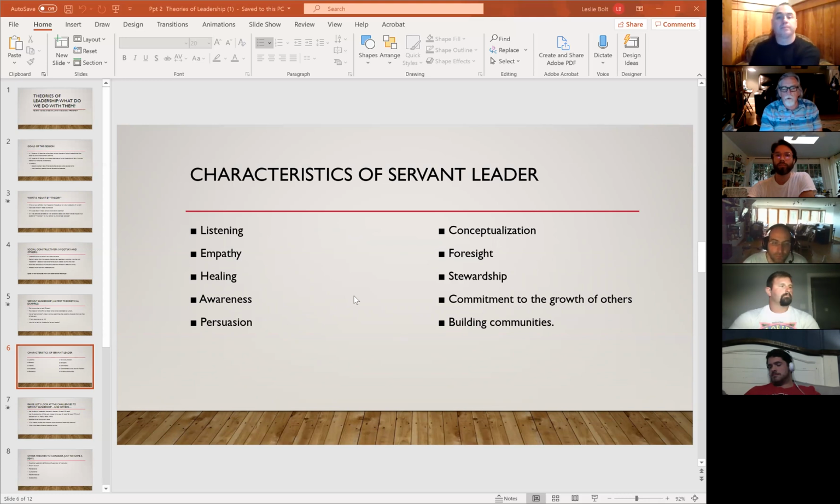Awareness of the people around them, the ability to persuade followers to do different things with students, conceptualization of new ideas, of models that work with different students, thinking in a forward model about what those students might be able to do. Stewardship, general stewardship, looking out for the health of the organization, and commitment to growth and building communities, building service communities within the organization and outside the organization. I mean, those are kind of key.